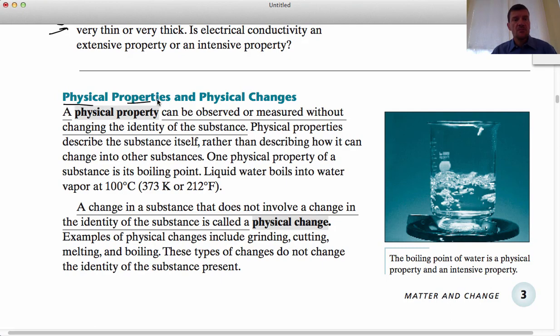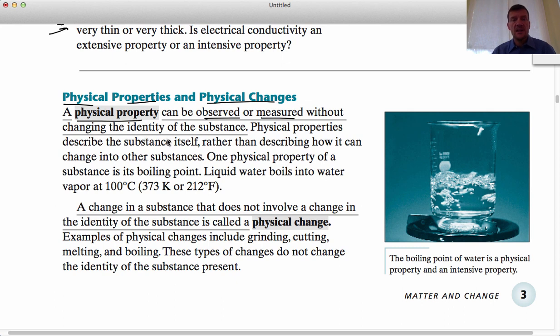As we look at physical properties and physical changes, these are very important to identify certain things about the material and the matter. A physical property is something that can be observed or measured, but the substance doesn't change its chemical properties. It doesn't change its identity. It is still the same before and after the observed change.